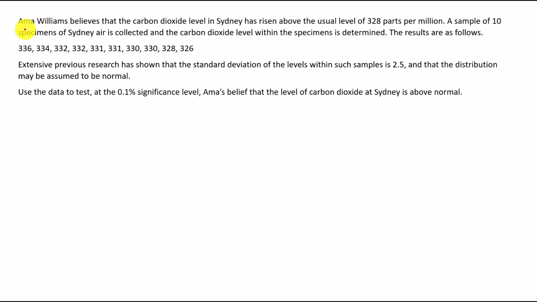Okay, so in this example, Amma Williams believes that the carbon dioxide level in Sydney has risen above the usual level, so the usual level of 328 parts per million. A sample of 10 specimens of Sydney air is collected and the carbon dioxide level within the specimens is determined. The results are as follows. So here you have the values, the data that was collected, and you know how to find the sample mean. That's something we've done for a while. We did that last year as well. The sample mean, I'm just going to add all these up and divide by 10 since there are 10 specimens. And when you do that, you get 331.